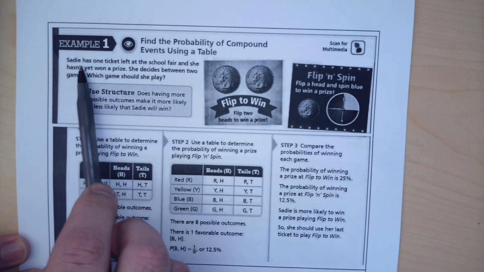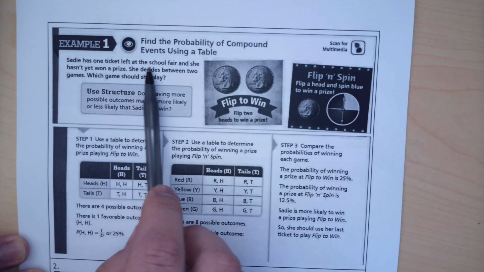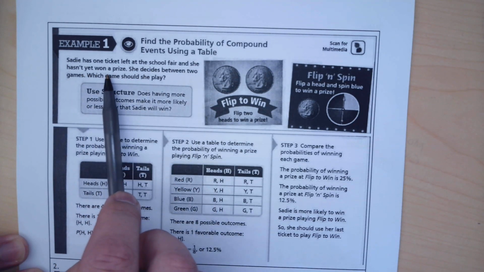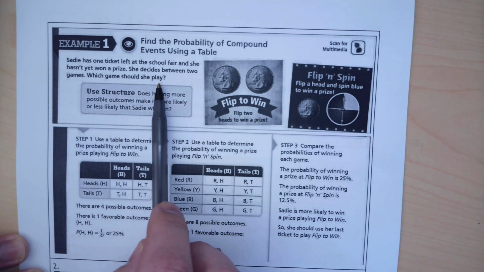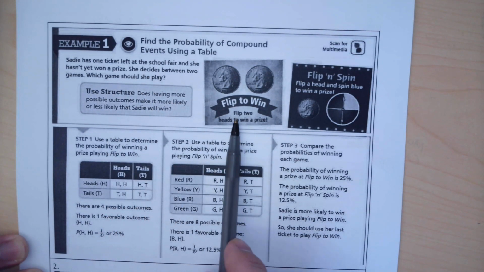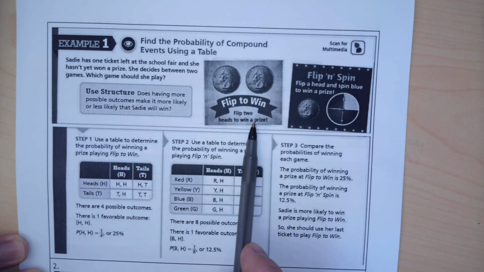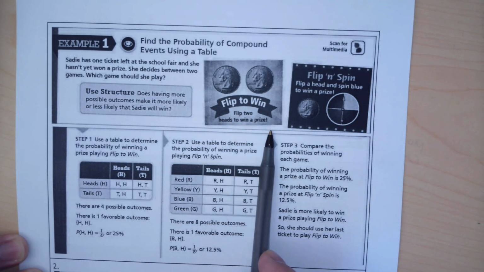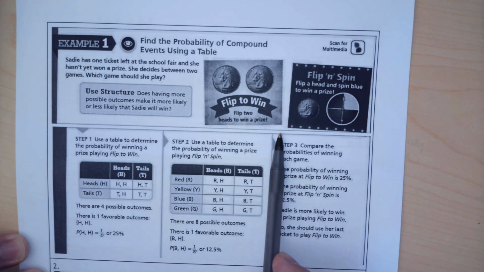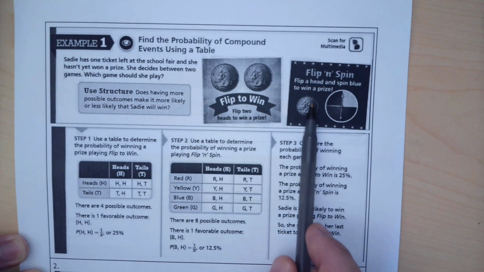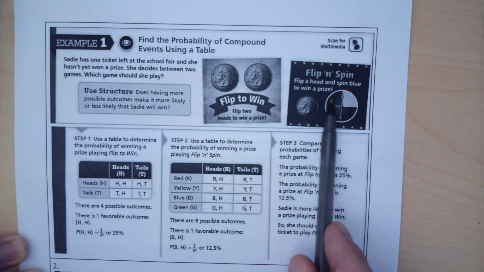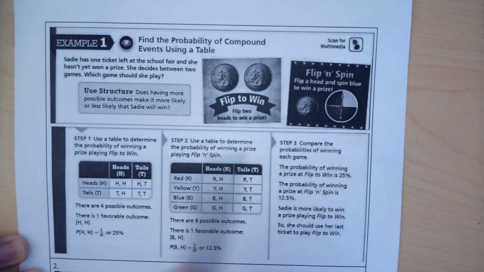Moving on to the first example, it says Sadie has 1 ticket left at the school fair and she hasn't won a prize. She decides between 2 games. Which game should she play? So there's flip to win. You have to flip 2 heads to win a prize. And then there's flip and spin, where you flip a head and then spin blue to win a prize.